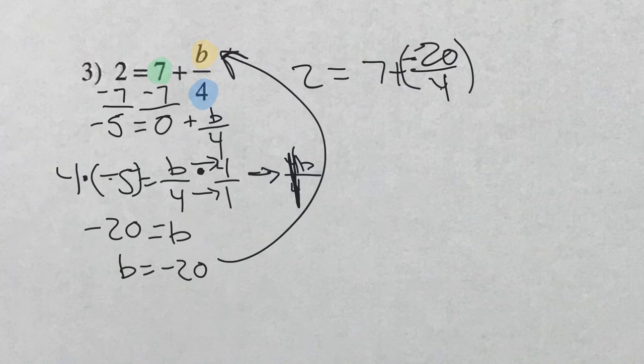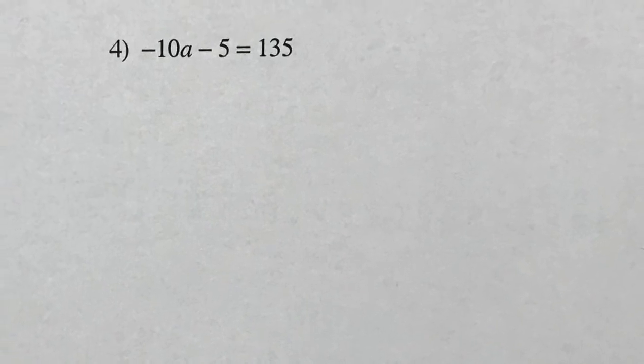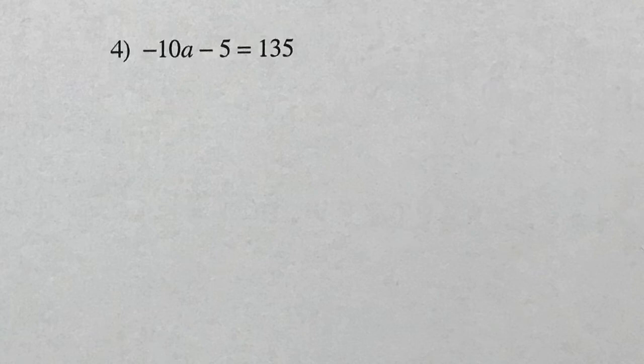So negative 20 divided by 4 is going to be negative 5. So I've got 7 plus negative 5 equals 2. Well, 7 plus negative 5 is 2. So 2 equals 2. So it does work. All right. I'm going to stop double checking. I'm just going to move through these a little quicker now. We're going to keep getting faster and faster.